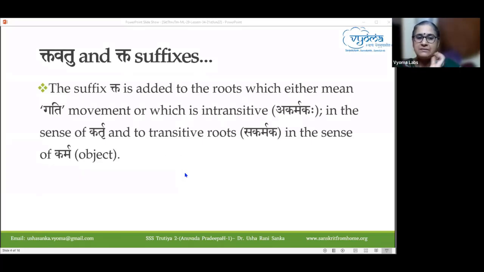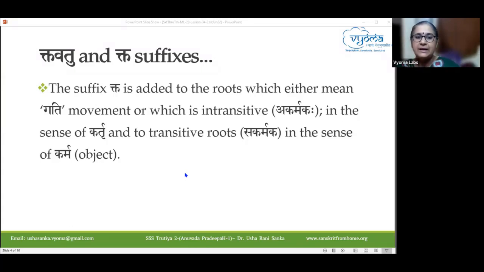Kta we have discussed far and wide. It is added to the roots which either mean gati or which are intransitive in the sense of kartru, and to the transitive roots in the sense of karma. I'm sorry, I'll read it again. The suffix ta is added to the roots which either mean gati or movement or which are intransitive in the sense of kartru. Till here one part. And to transitive roots in the sense of karma. So whether a root is transitive or intransitive matters.